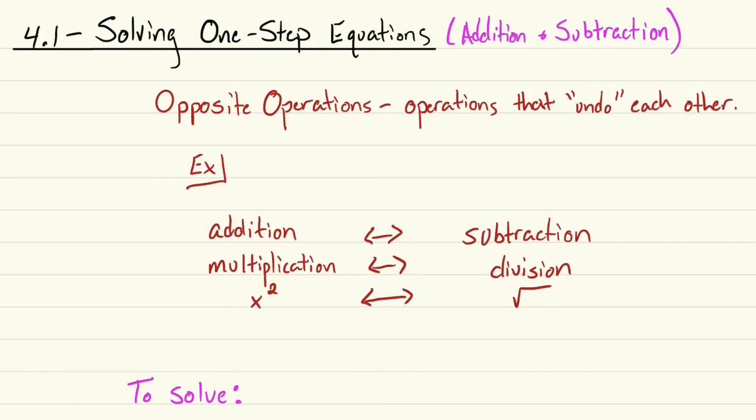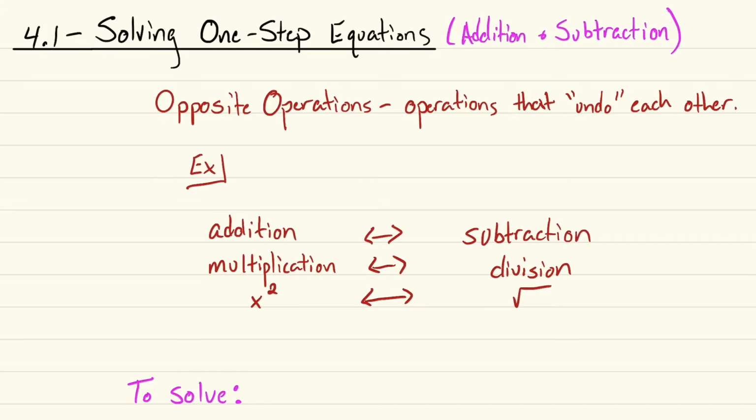If we see multiplication, to get rid of multiplication, we're going to do the opposite, and we're going to do division. Later on, you'll learn about squaring numbers, and to undo a square, we do its opposite, which is called square rooting. But for now, we're just going to stick with that first line. If we see addition, we do the opposite and we subtract. If we see subtraction, we're going to do the opposite and we're going to add. And that's basically about as far as it goes.